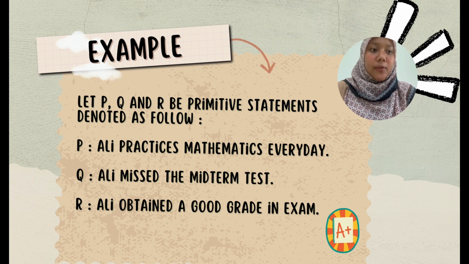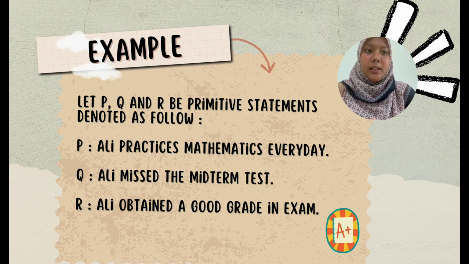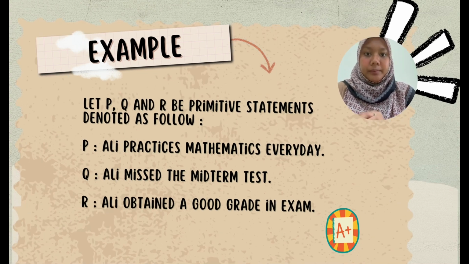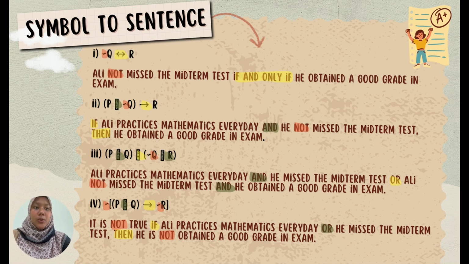The first one is for symbol to sentence, and the second one is for sentence to symbol. So before I start, I want to let you know that I already highlighted with the same color to mention the same symbol and word. So for the first example, symbol to sentence, let P, Q and R be primitive statements denoted as follow. So P as Ali practices mathematics every day, Q as Ali missed the midterm test, and R, Ali obtained a good grade in exam.